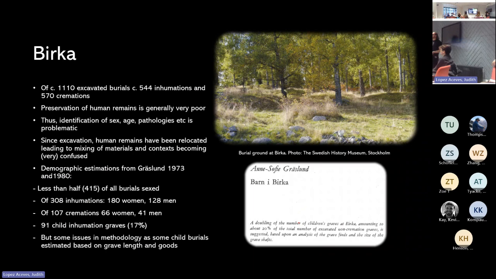Of the just over 1,100 excavated burials, 504 are inhumations and 570 are cremations, but the preservation of human remains in both these types of burials is generally really poor. And this means that we can't really identify sex, age, pathologies, all these kinds of things that we're really interested in finding out. And to add insult to injury, since the excavation, the human remains have been relocated and the materials have been mixed, and the contexts have become very confused.